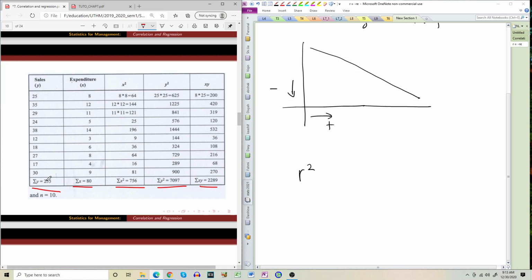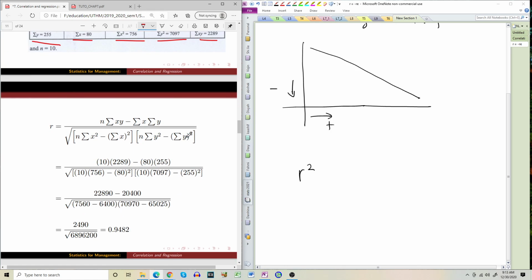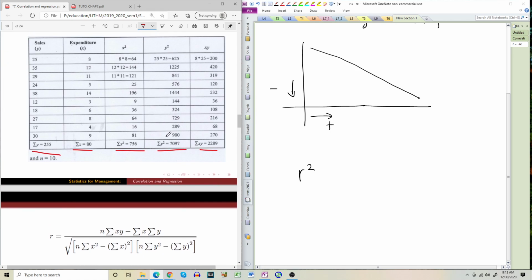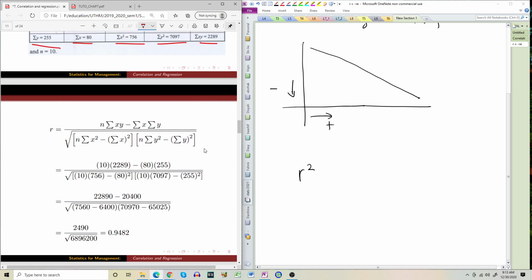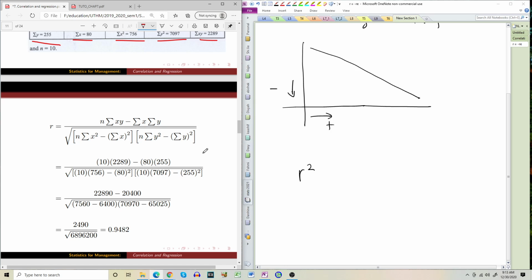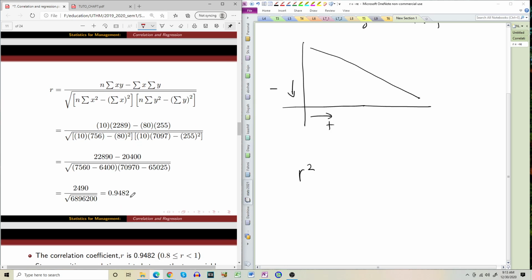Once you get all the summations here, I suppose this is in your slide, isn't it? Is this in your slide? Did I share this with you? Yes, doctor. Okay. Now once you do this, you substitute all the values inside there. You substitute the values, you will get the number 0.94.